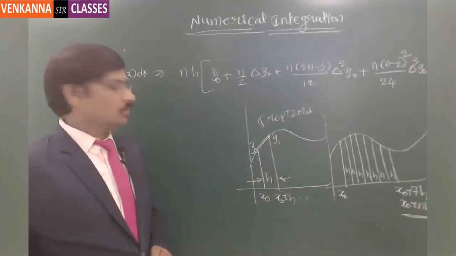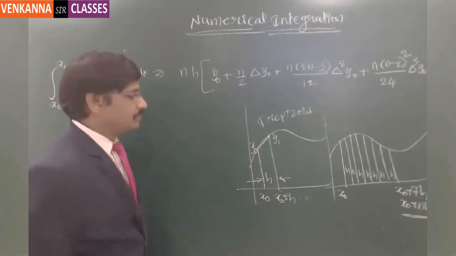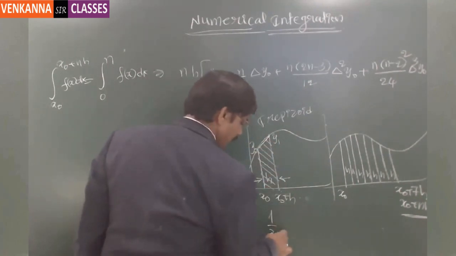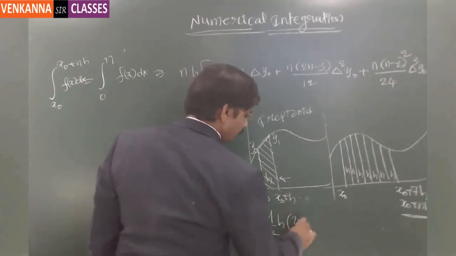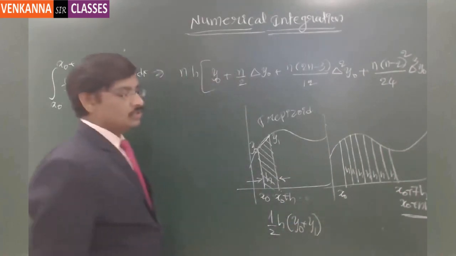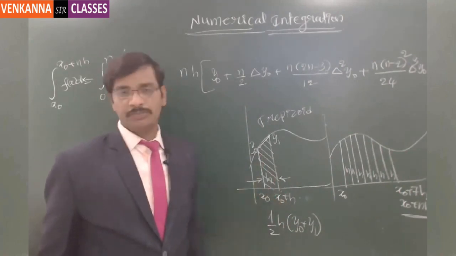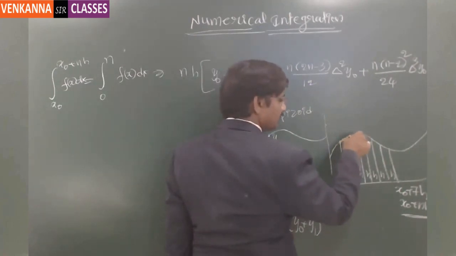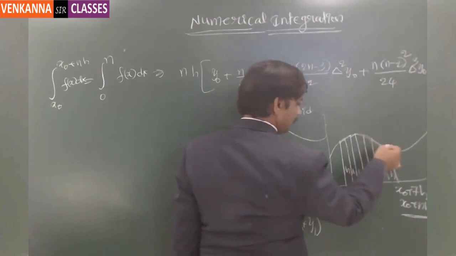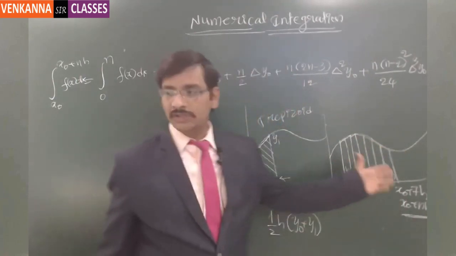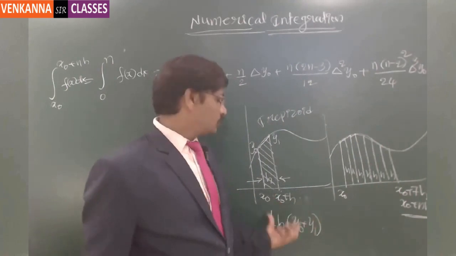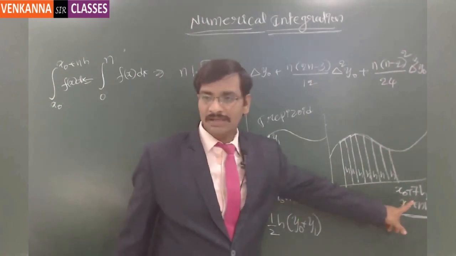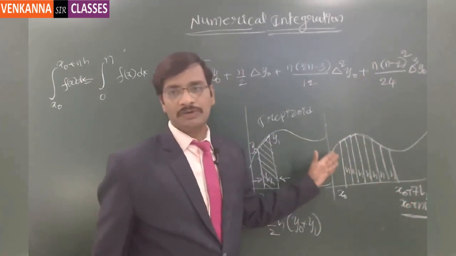As per the trapezoidal rule, the area of a trapezium is h into (a plus b) by 2. Here a is y naught and b is y1. So h by 2 times (y naught plus y1) is the area of this trapezium. Like this, all the parts can be approximated as trapeziums, and you can find the area of all the strips individually and add them together to get the area for the entire region between x naught and x naught plus nh as an approximated area of trapeziums.